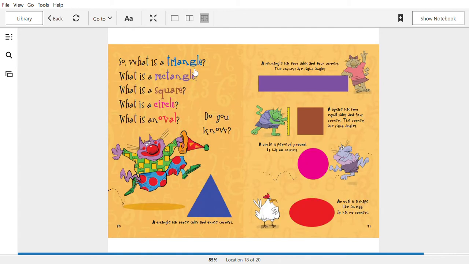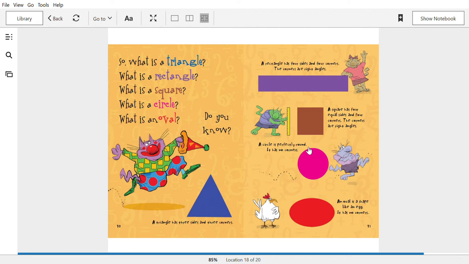So what is a triangle? What is a rectangle? What is a square? What is a circle? What is an oval? Do you know? A triangle has 3 sides and 3 corners. A rectangle has 4 sides and 4 corners. The corners are right angles. A square has 4 equal sides and 4 corners. The corners are right angles.